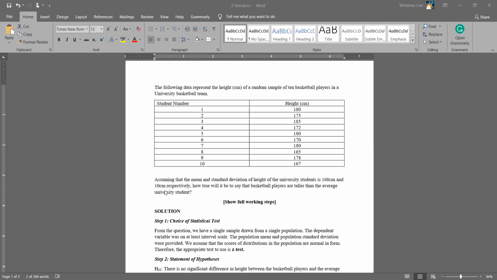Within the question, you could see that beneath it, they've indicated "show full working steps." That should signal to you that you are supposed to use certain steps to solve your question. In this course, we have 6 main steps we are supposed to follow, and it is your duty to know the various steps and what each step expects of you. It is really essential.